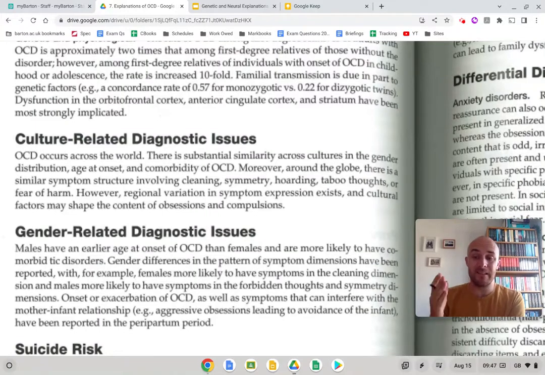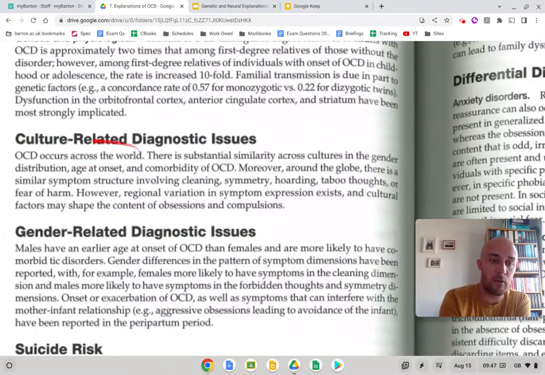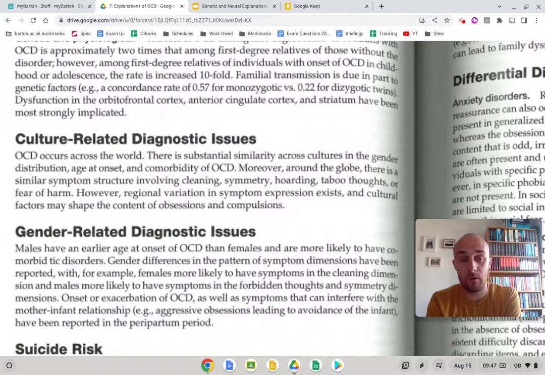Is OCD the same across the world? Symptomatically, is it the same? No, it's not. It does appear that OCD does occur across the world. So in one form or another, OCD does happen. And there is substantial similarity in the gender distribution, the age at which we get it, and the comorbidity. There is also similarity between the main symptoms. Right, so the main symptoms, so cleaning, symmetry, hoarding, taboo thoughts, and fear of harm.